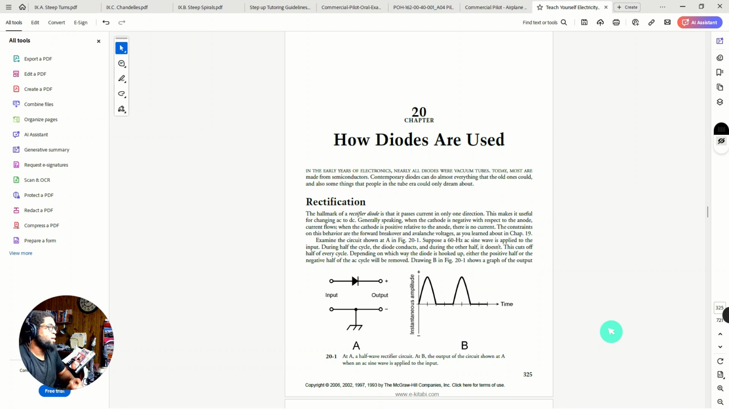So today we're going to be talking about diodes. How diodes are used: we talked about the rectifier, we talked about rectification. The reason why we talked about that, like I said, we jumped a little bit ahead, is because we're working on that power supply, okay? Haven't forgot about that. We're still working on it.